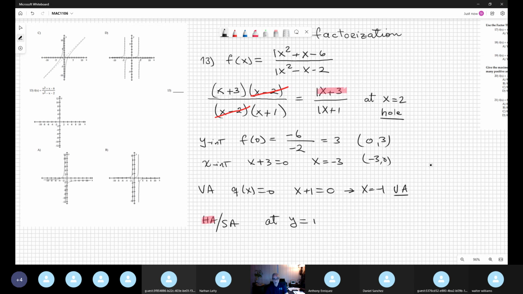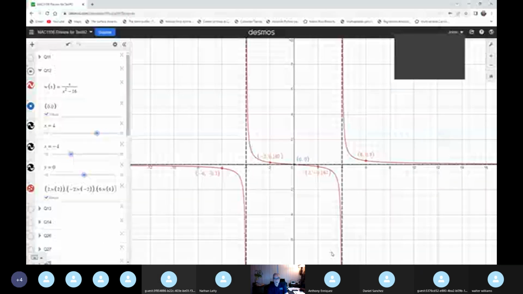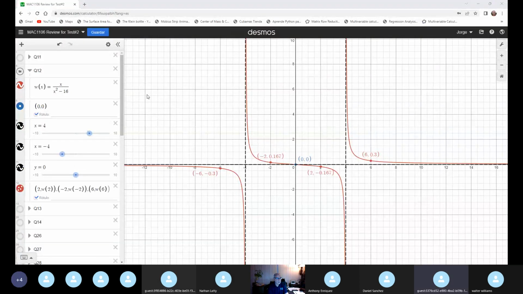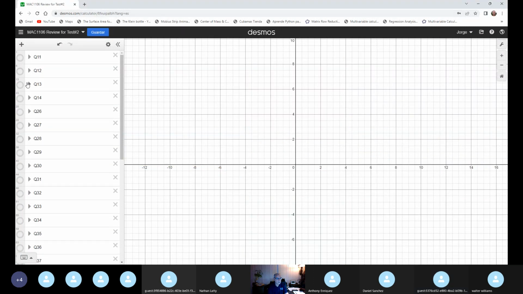And in this case, no symmetry. I don't want to waste the time with this. No symmetry. I want to show you quickly the graph in decimals of question 13. Do you see this one? Or no? Yes or no? Yes. Question 13. Look at that.